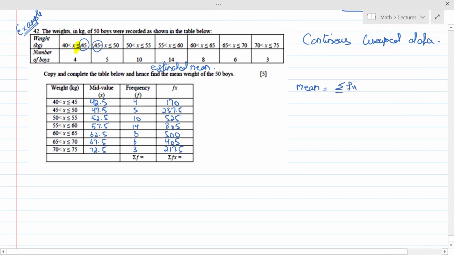The formula for mean is summation fx upon summation f. The summation fx means we add up all these values. So 170 plus 237.5 plus 525 plus 805 plus 500 plus 405 plus 217.5. We get this as 2860.